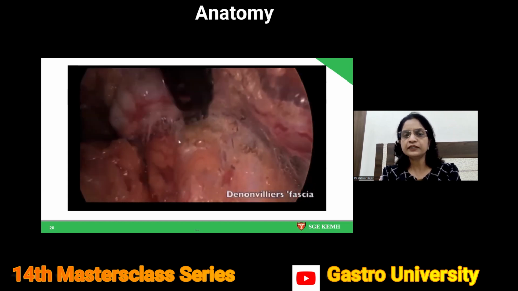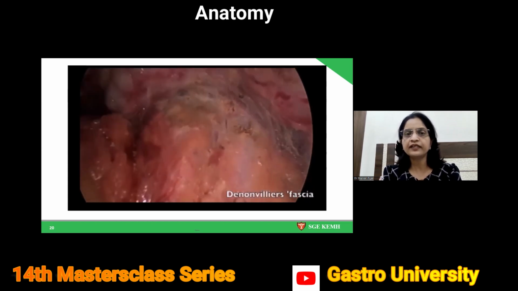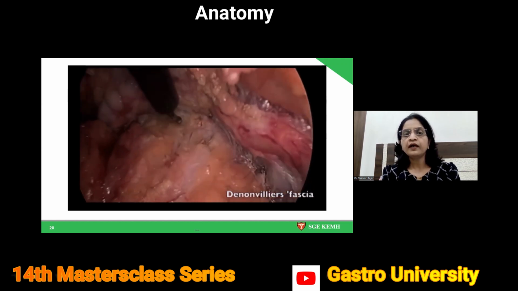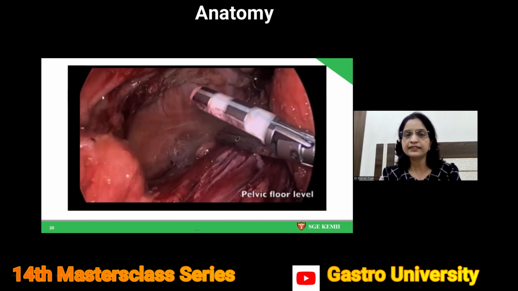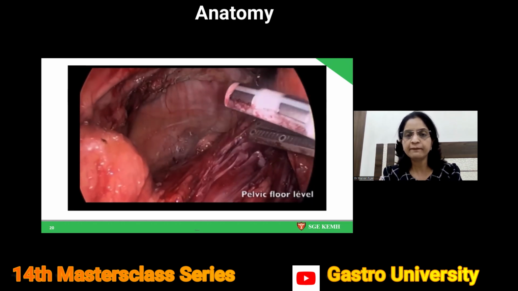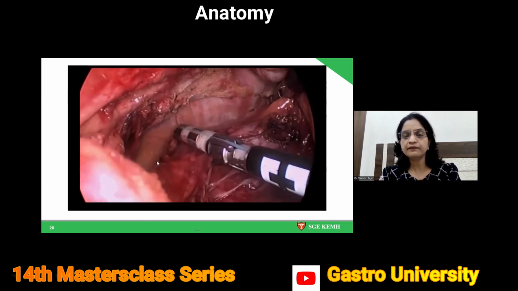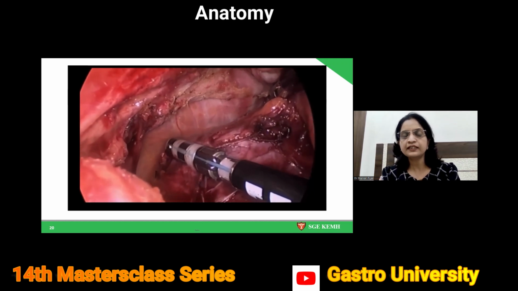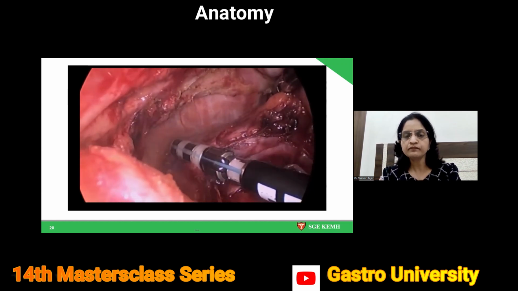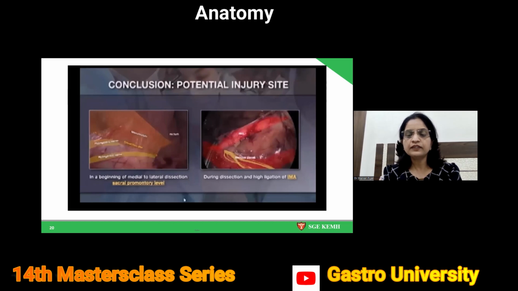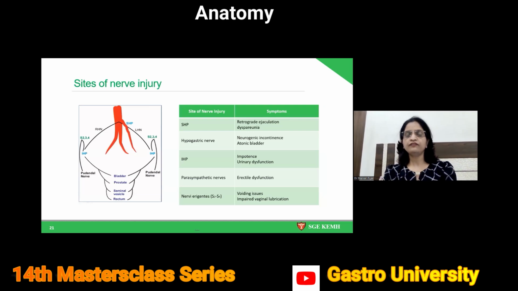If the tumor is placed anteriorly on the rectum, it becomes more difficult to push the neurovascular bundle anteriorly from the Denonvilliers fascia. As Denonvilliers fascia is opened, the neurovascular bundle is pushed in all cases. But if the tumor is placed anteriorly, there is high chance that injury may happen. This is at the level of the pelvic floor. So these are the 4 important sites where there is the likelihood of nerve injury.